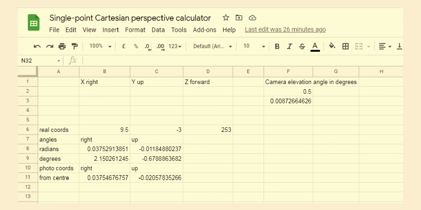Where it says X right, Y up, Z forward, I am clicking with the mouse, though I don't know whether you can see the mouse cursor or not. Those are just labels, just to tell you what goes in these three spaces below them. Over on the right, camera elevation angle in degrees. I have put in 0.5 in cell F2 here, because 0.5 is the same setting as I used.